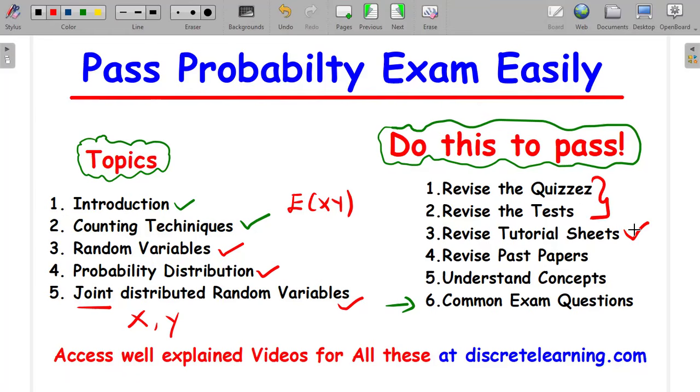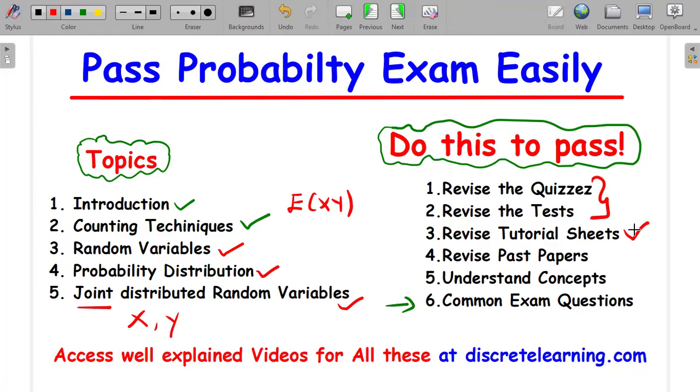I can now talk about the tutorial sheets. For tutorial sheets, we have full videos at discretelearning.com and you can access them anytime, okay? Tutorial sheets are very important, guys, in probability. Most tutorial sheets contain questions covering the major concepts, or the methods that you are expected to understand in that particular topic.